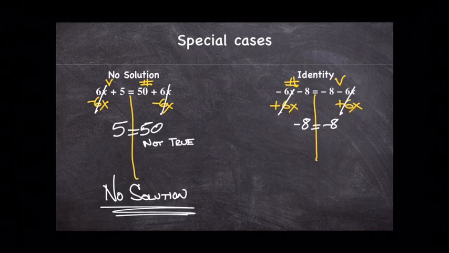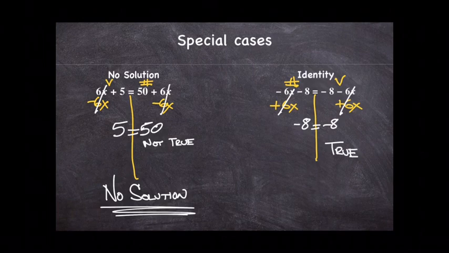Now, what is different is that here I found 5 equals 50. This is not true. Now, I have negative 8 equals negative 8, which is exactly the same number. And it is equal, so this is actually true. And when I have something true, that just means that I have an identity special case.